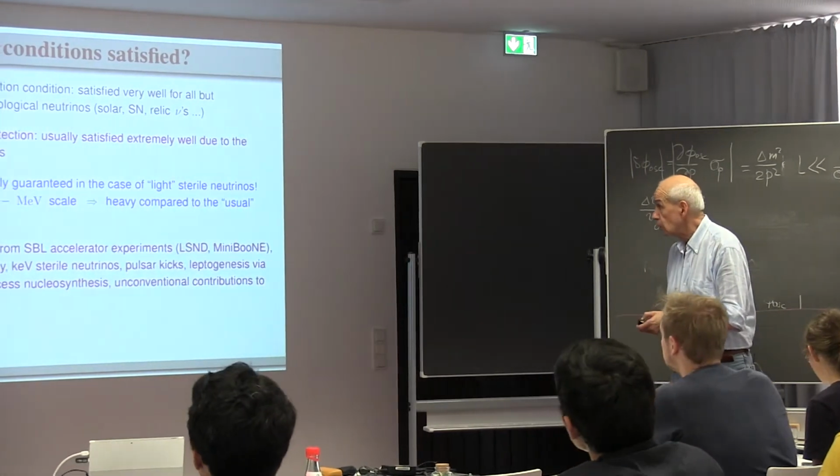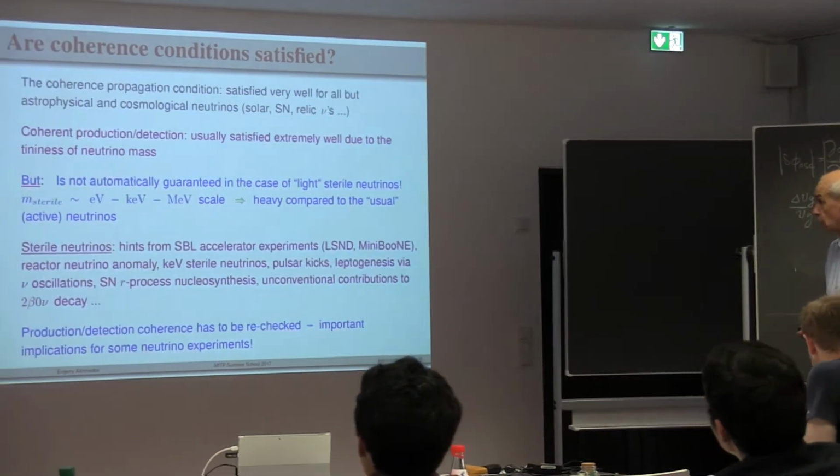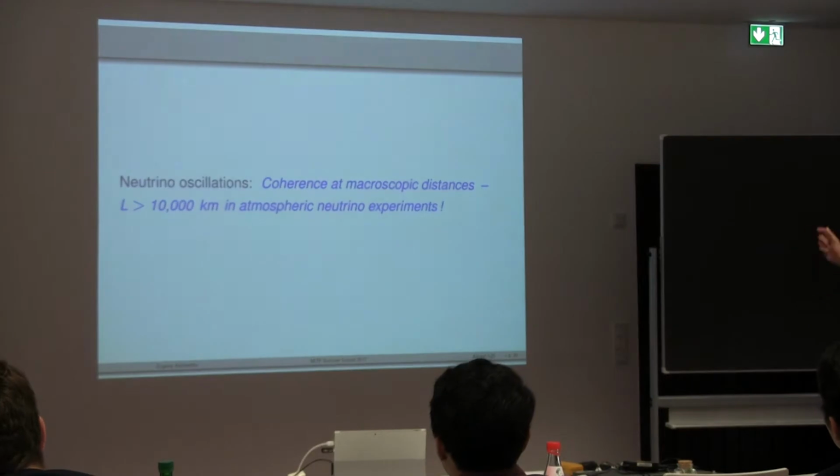Okay, so let me come back to the calculation. Oh, by the way, we know from the atmospheric neutrino experiment that at least at distances of the order of the Earth diameter, coherence is not lost. So we have a direct experimental confirmation of quantum mechanical coherence over a distance of 13,000 kilometers, which is the Earth diameter. Very impressive.